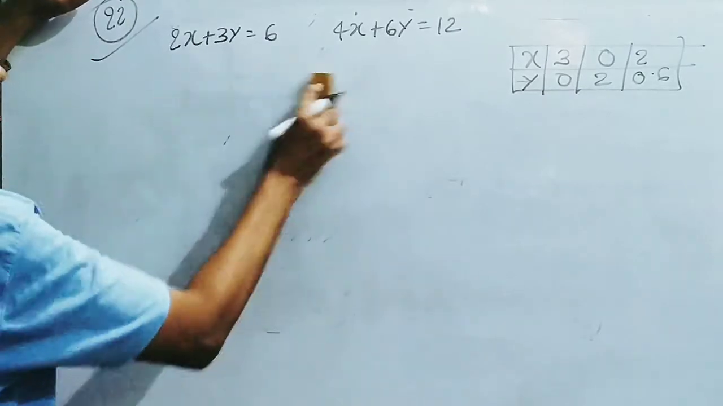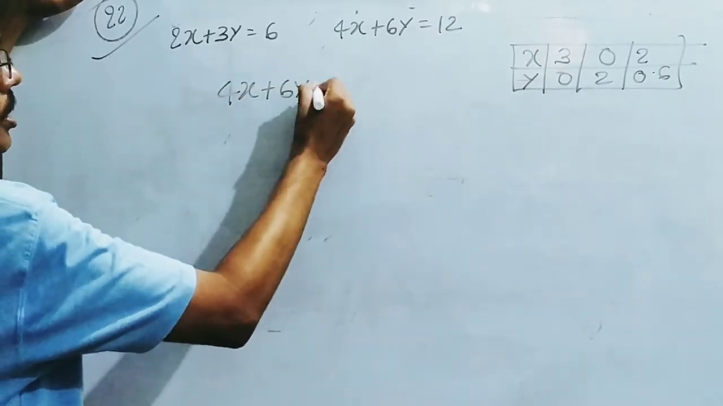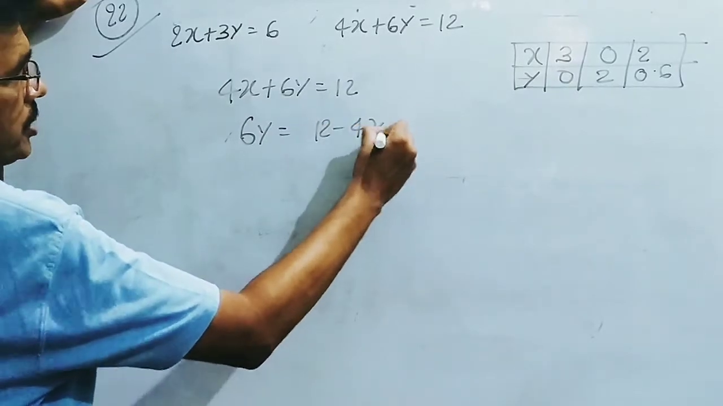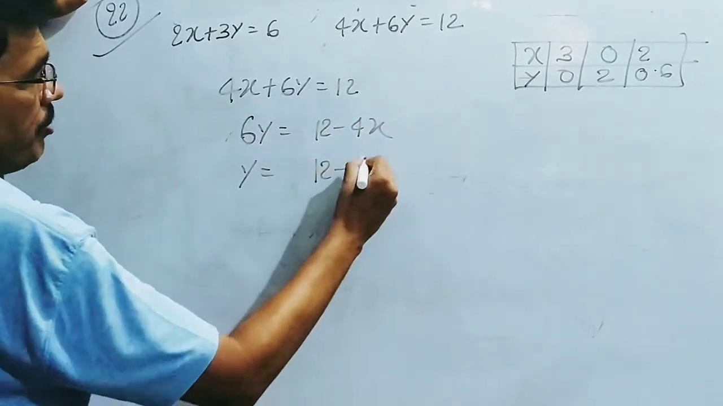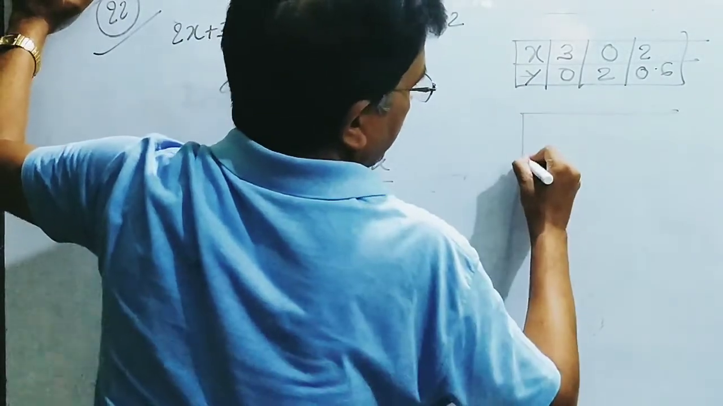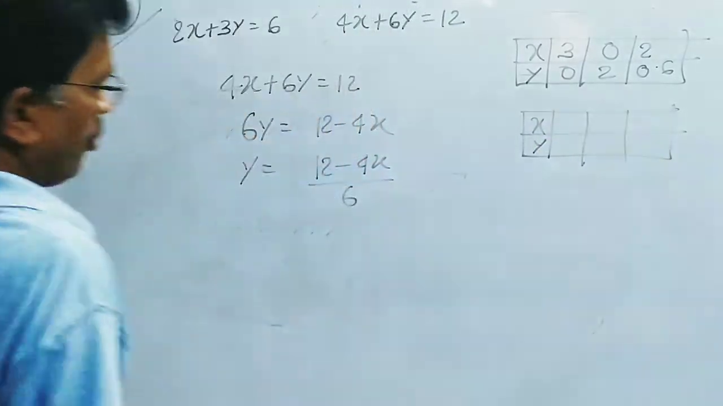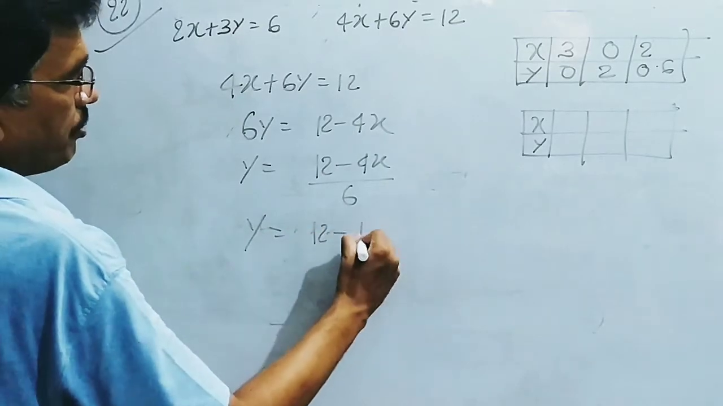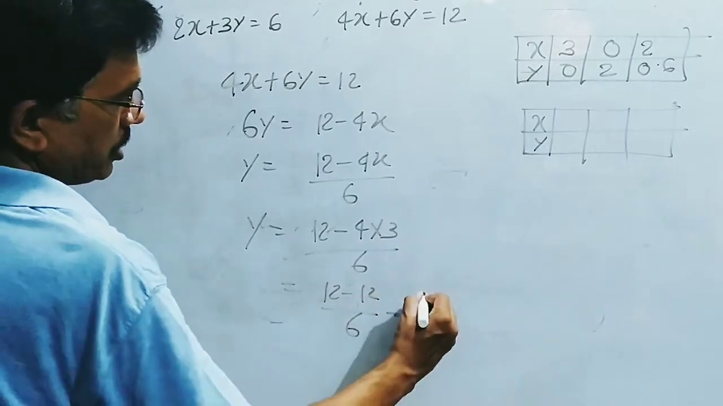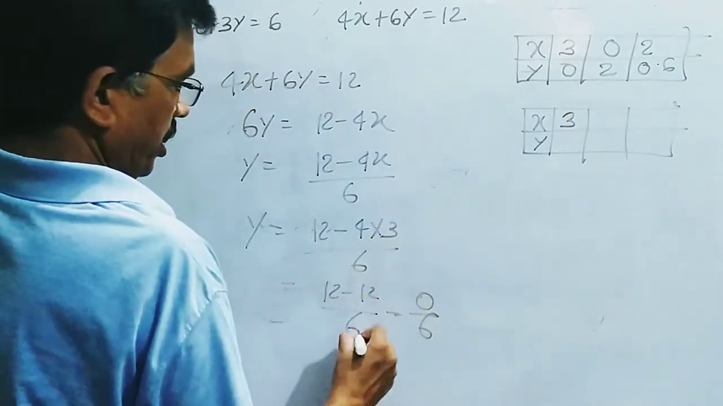The other equation is 4x + 6y = 12. So 6y is equal to what? 12 - 4x. So y = (12 - 4x)/6. Here again you draw the table, hence it is x and y. When you write x is 3, what do you get here? (12 - 12)/6, that is 0/6. Hence you write here 3, then here 0.